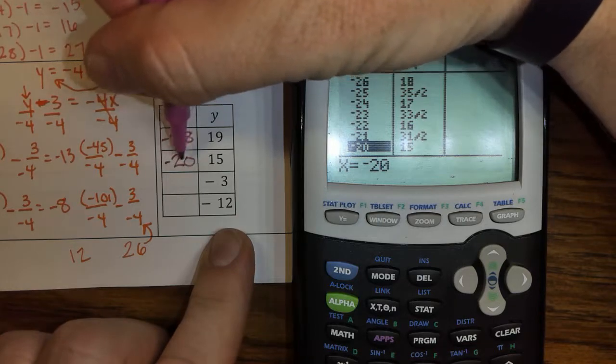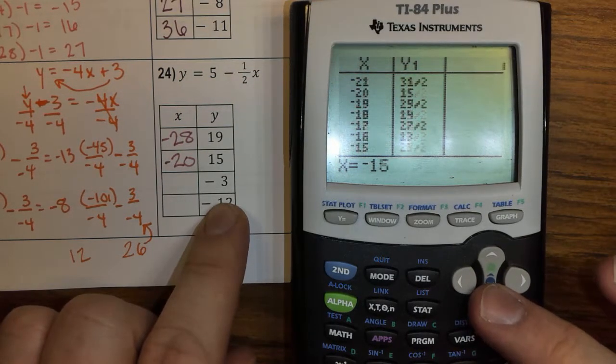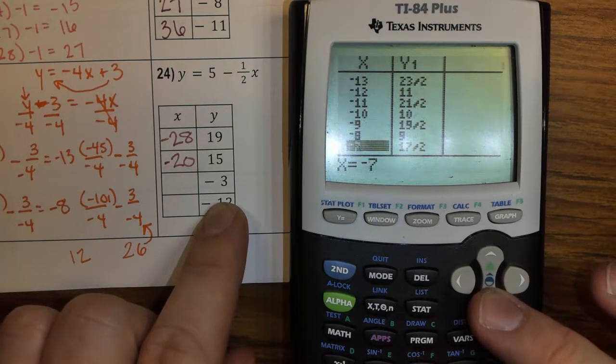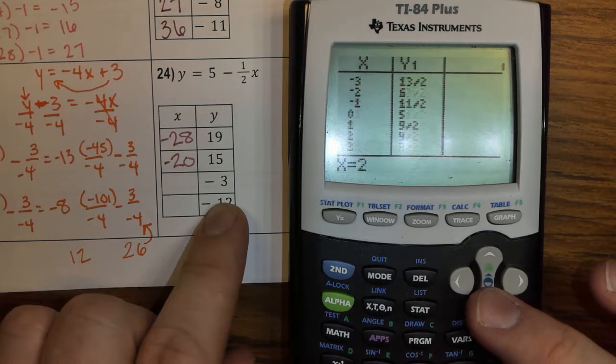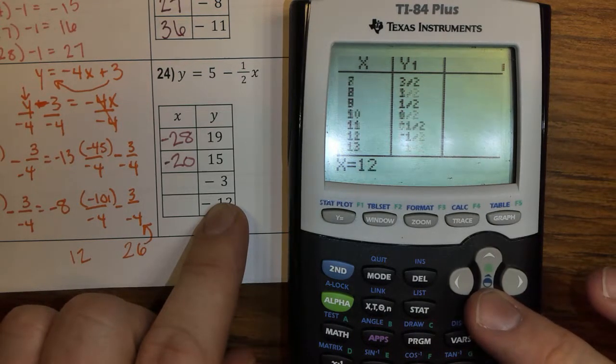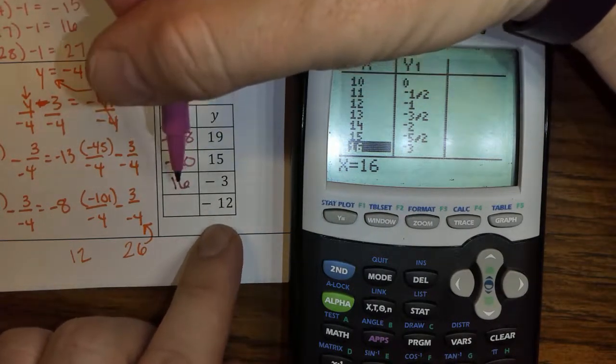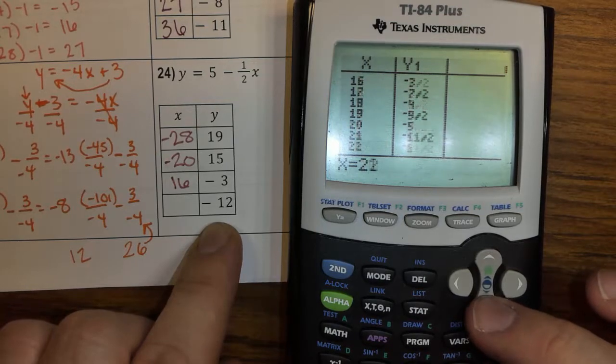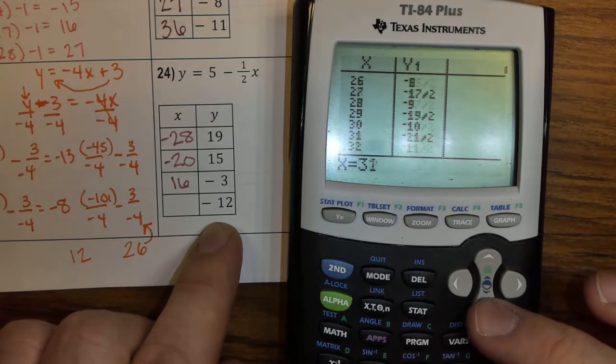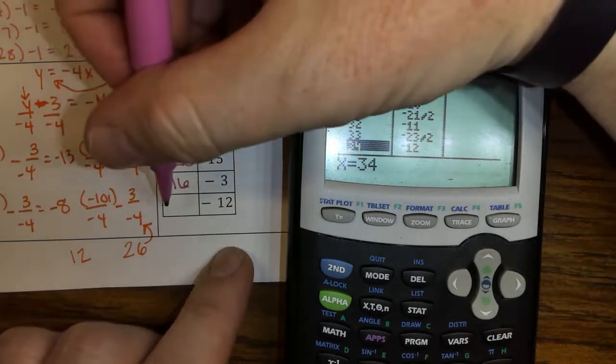Negative 20, negative 3. Oh man, I need to go way back down. You could hold, but that's okay. Oh, almost there. Negative 3, 16, and negative 12. Oh my goodness. Okay, 34. And we're done. See, that wasn't that bad, right?